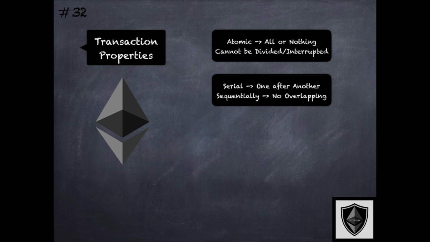A related property is that transactions are serial. They're executed one after the other sequentially without any overlapping. There's no parallelism when it comes to the execution of transactions. So this is again critical to understanding and something that's specific to how Ethereum works.